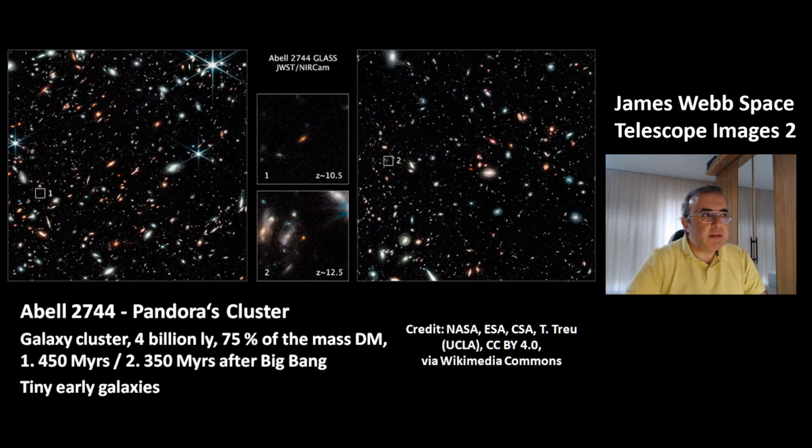This is a picture of the galaxy cluster Abell 2744. It's called Pandora's cluster. It's located at a distance of 4 billion light years. 70% of the mass is dark matter. It's not clear what dark matter is. And this galaxy number 1 is from just 450 million years after the Big Bang, and galaxy number 2 is from just 350 million years after the Big Bang. And you can see back then there were tiny early galaxies that were about to merge into the bigger galaxies that we know today.